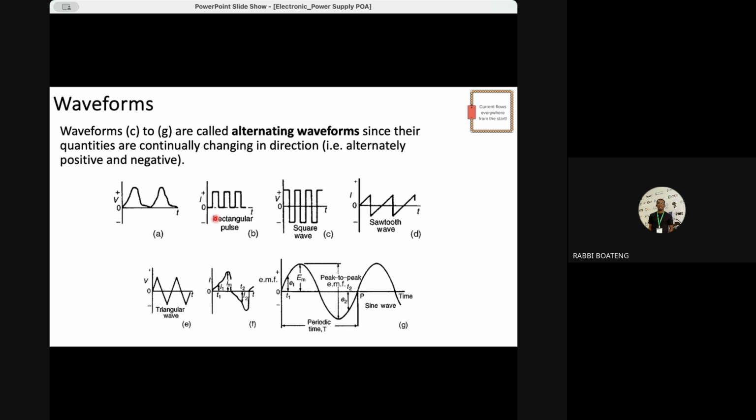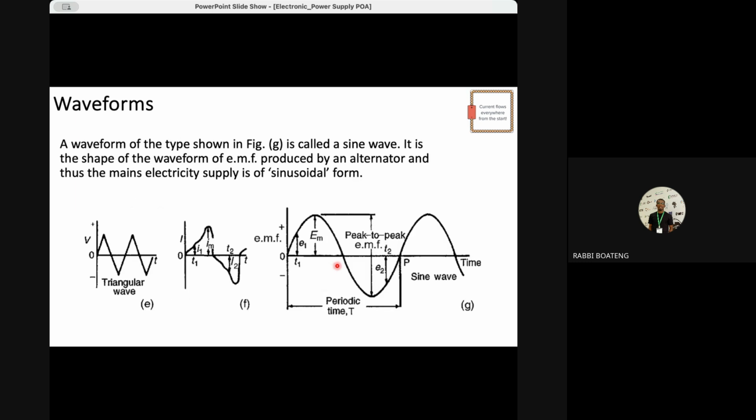And a very typical example of a unidirectional waveform, from what we've learned so far, is DC. Perfect. And a very typical example of an alternating waveform is AC. Perfect. It means you understand what we are doing. Very good. I'm proud of myself and everyone here.